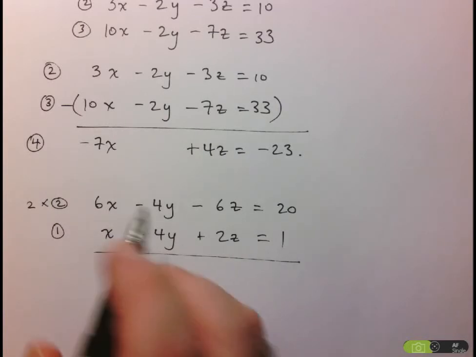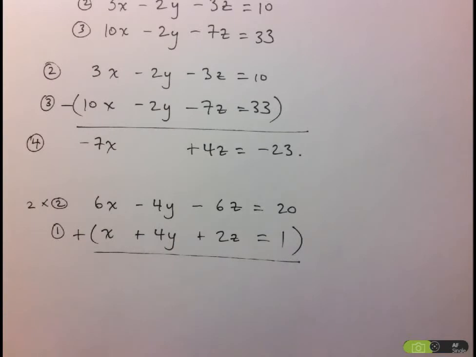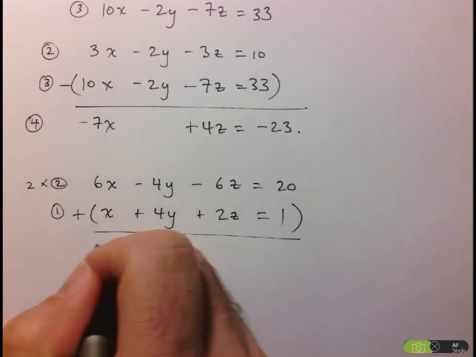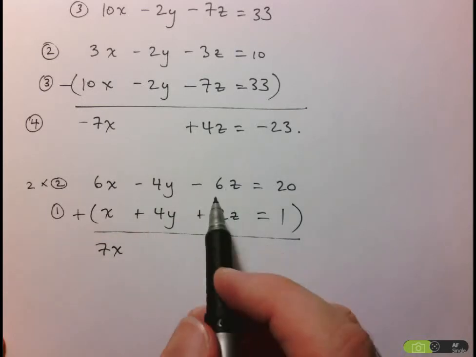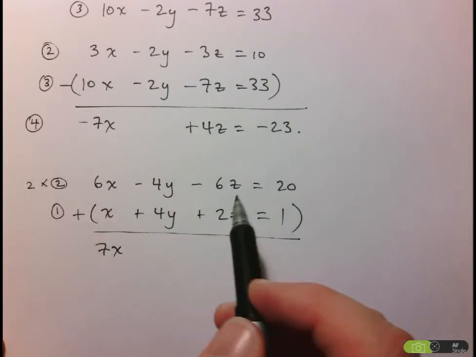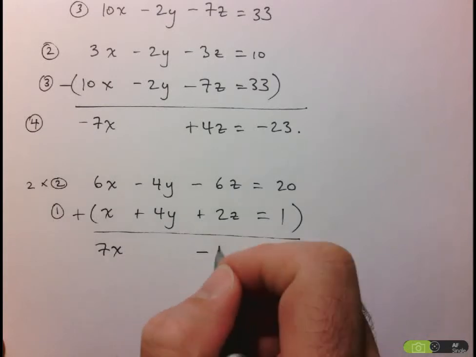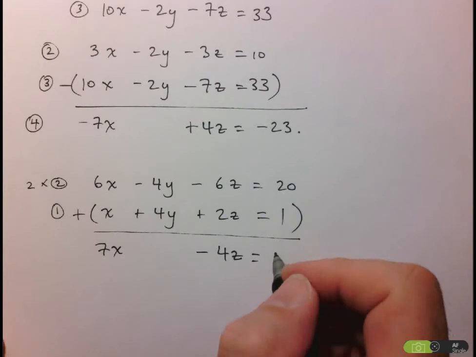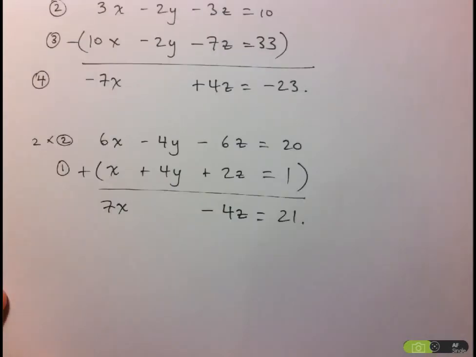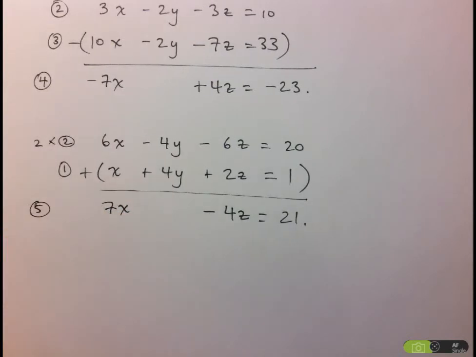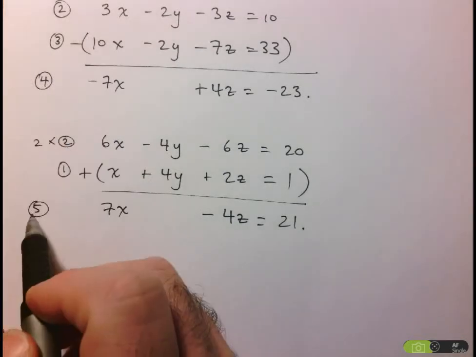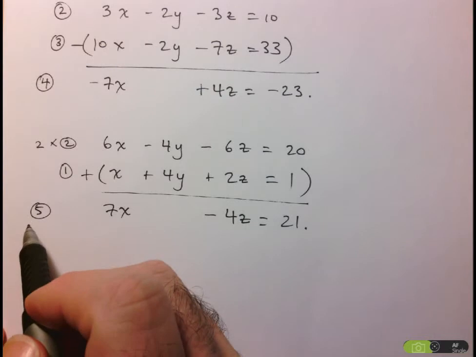Since the signs are opposite, we can add the 2 equations. And when we add this, we have 6x plus x. We have 7x. The y's cancel out. We have a -6 plus 2, so minus 4z equals here 20 plus 1, 21. Okay, and now if we'll call this equation 5, since we've created a new equation, and now we're going to use these 2 equations and 2 unknowns to solve for x and z.